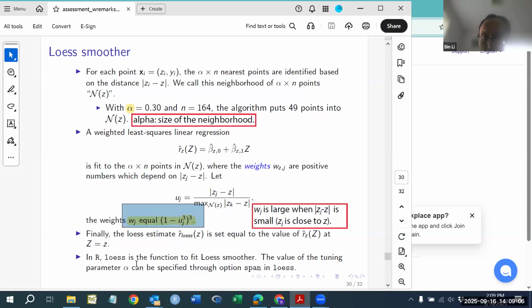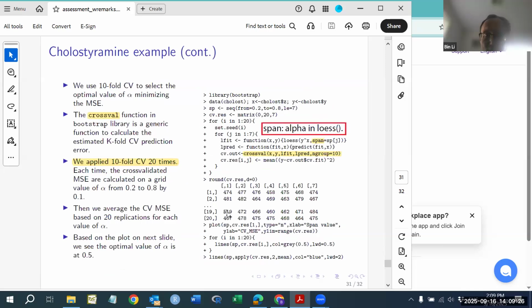In R, the loess smoother can be implemented using this function. Loess is the function in R to fit the loess smoother, and alpha, the neighborhood size, can be specified in this function. There's an option called span. So span is the option. You can see here this is sample code. When I do the, let's see, where is it?